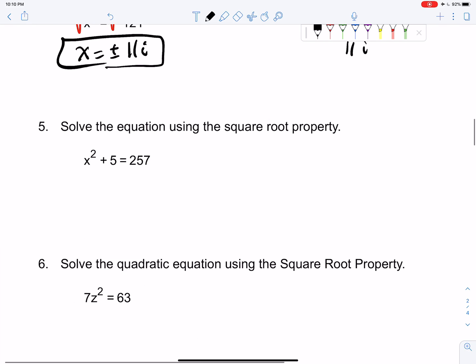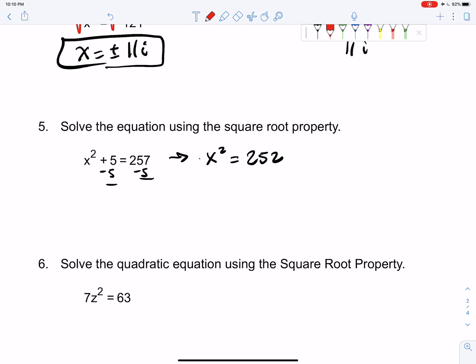All right, next problem. Remember, we do want to isolate our perfect square. We do have a perfect square here. We need to isolate it by subtracting 5 off of both sides. So now we have x squared, I think I'm just going to put this over here for space. So now we have x squared equals 257 minus 5 is 252.